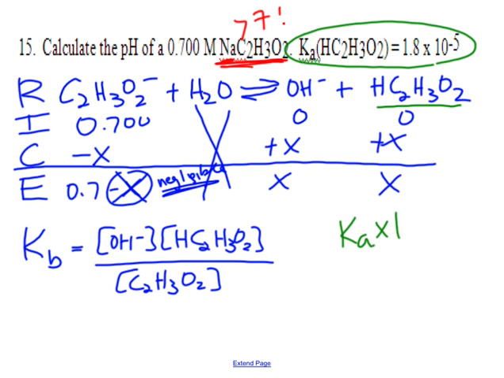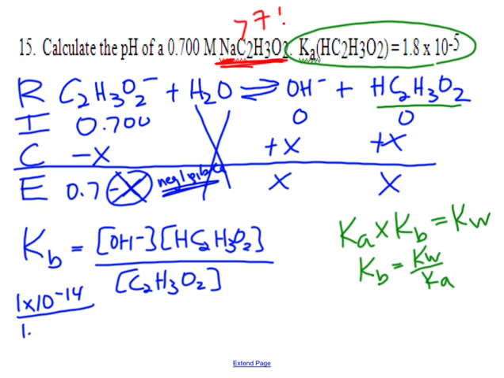What do you think Ka times Kb is equal to? Just guess. Not 1, but what? 1 times 10 to the negative 14th, better known as Kw. All right? So our Kb then is actually equal to the Kw divided by the given Ka. So what you can do when you're solving for this to make life easier is just plug in 1 times 10 to the negative 14th divided by 1.8 times 10 to the negative 5th. You can do that work within it and be totally fine. And that's equal to, I plug in my stuff from the E line, x squared over 0.7.